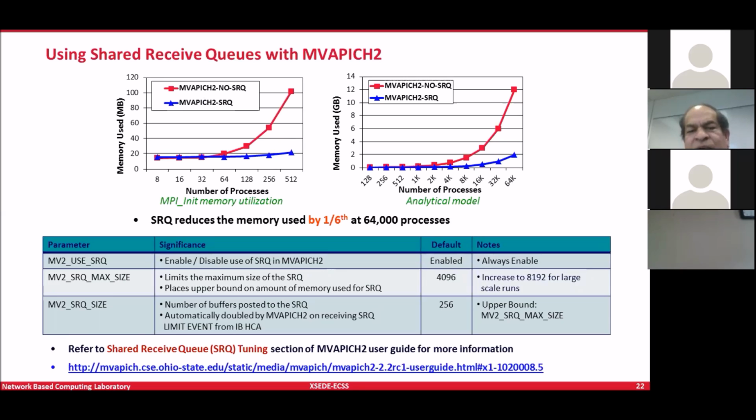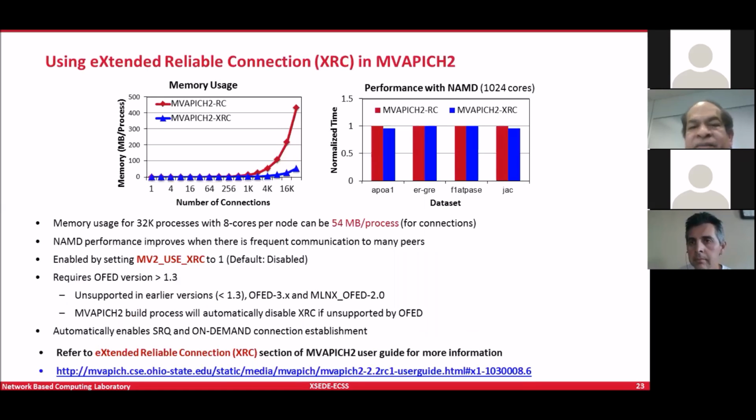So we have that support. By default, it is enabled. MVAPICH to use SRQ is always enabled. But we also have two additional parameters for users to play around with, especially when you are running larger scale runs. You can try to increase this limit, so MVAPICH to SRQ max size and MVAPICH to SRQ size can be tuned to get even higher performance from your application.